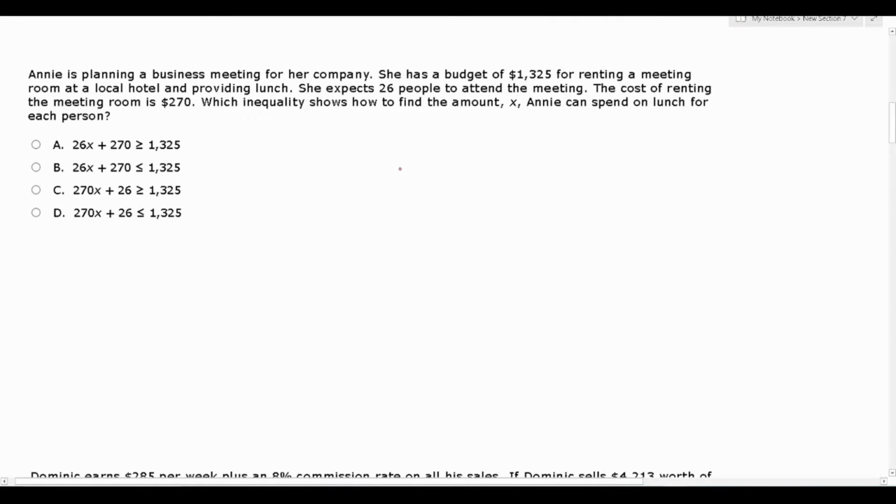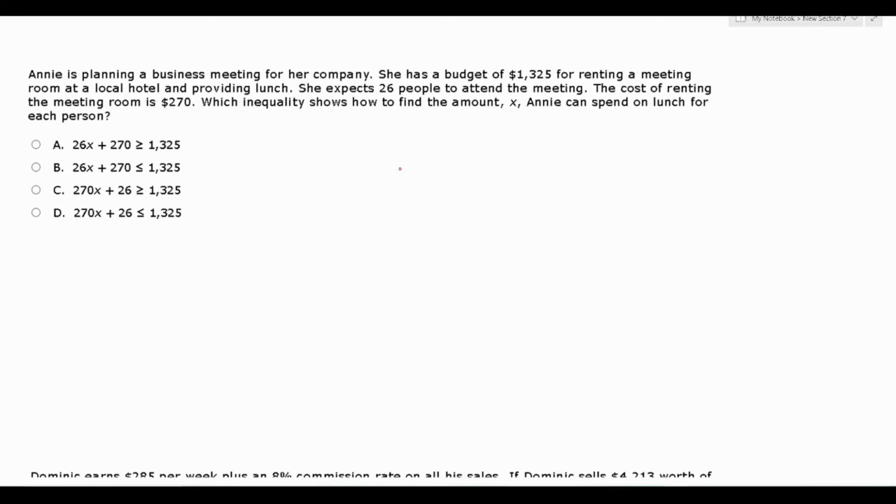All right, this next one says Annie is planning a business meeting for her company. She has a budget of $1,325 for renting a meeting room at a local hotel and is providing lunch. She expects 26 people to attend the meeting. The cost of renting the meeting room is $270, which inequality shows how to find the amount X Annie can spend on lunch for each person.